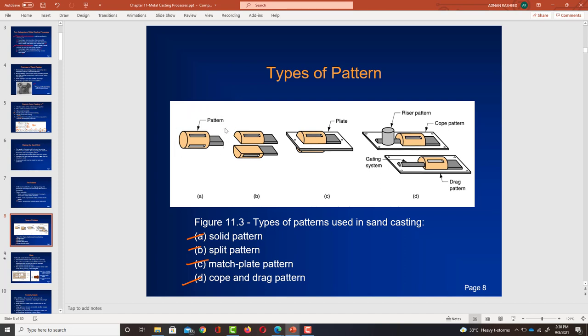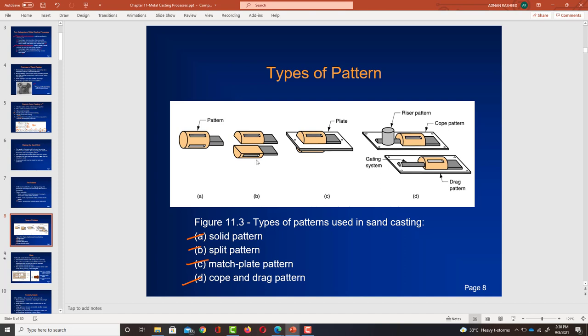That pattern is a single unit. There is no separation. This is only a single entity. So this type of pattern is known as solid pattern. Now split pattern is that type of pattern in which the pattern is divided into two portions. Clear? So this is the example of split pattern.